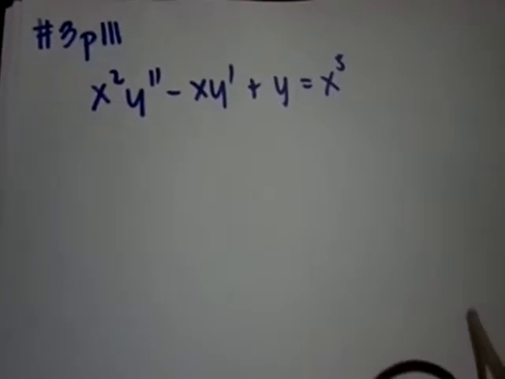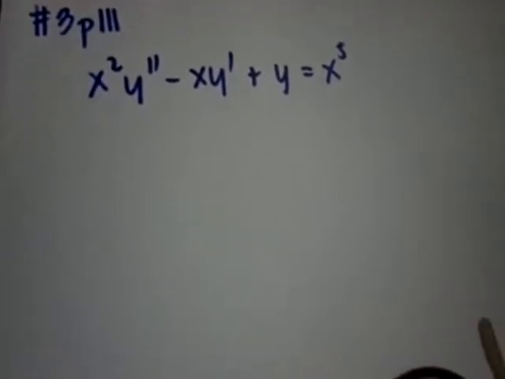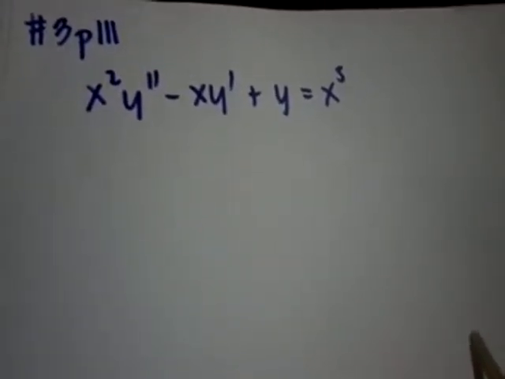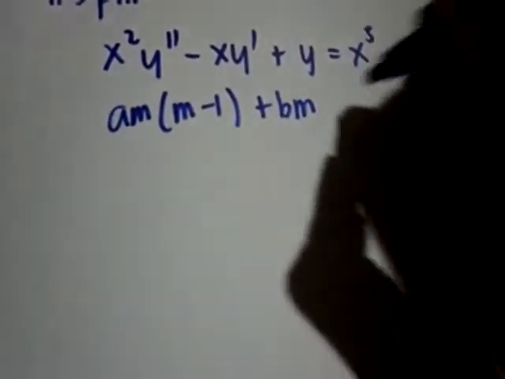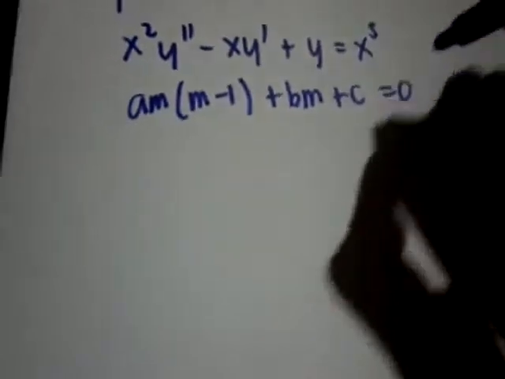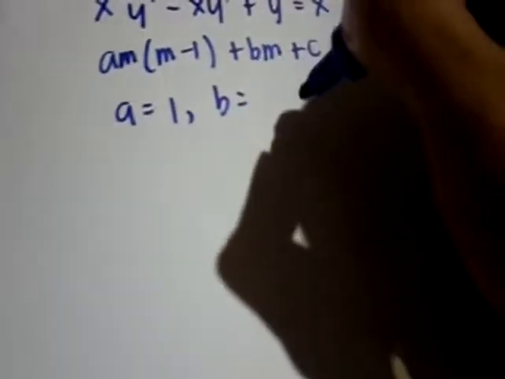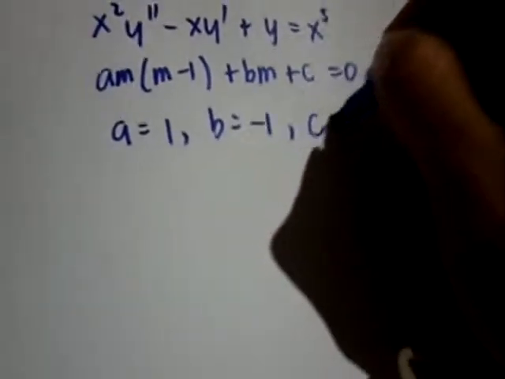Problem number 3, page 111. x squared y double prime minus x y prime plus y is equal to x to the fifth. This is an example of a Euler-Cauchy differential equation of second degree. So its characteristic equation is a times m times m minus 1 plus bm plus c equals 0, where a is equal to 1, b is equal to negative 1, and c is equal to 1.